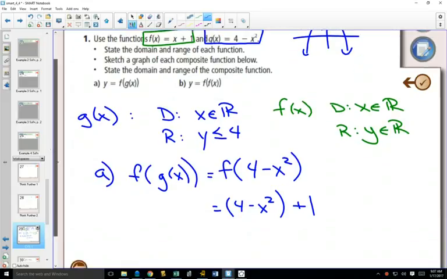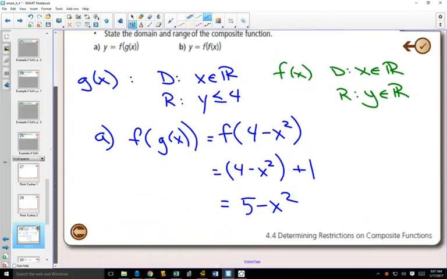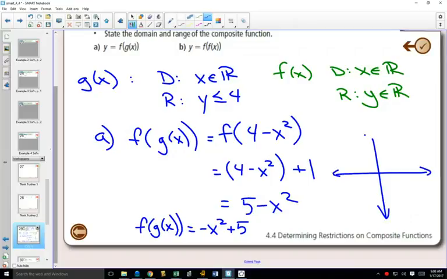Simplifying this becomes 5 minus x squared. What is that graph? Well, if I rewrite it here, f of g of x, I could write the minus x squared first plus 5 so that it fits with our transformations. That's going to be a parabola that gets flipped over the x-axis and then moved up 5 units. And there's our new graph.